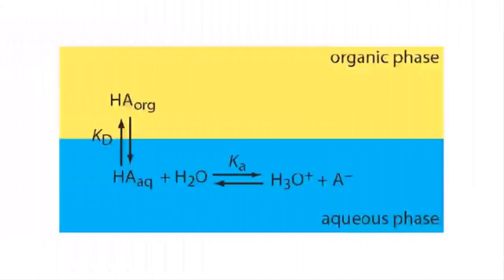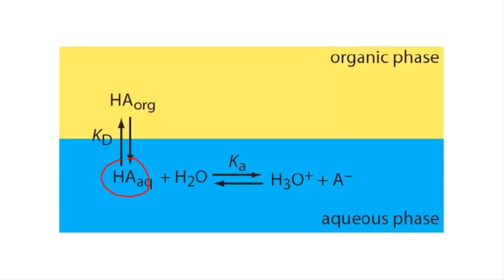So things are a little more involved if we have a secondary reaction that's possible. For example, if we have a weak acid or weak base, we know we can get dissociation in the aqueous phase. So this is an example where we have a weak acid in the aqueous phase, which we want to extract into the organic phase.